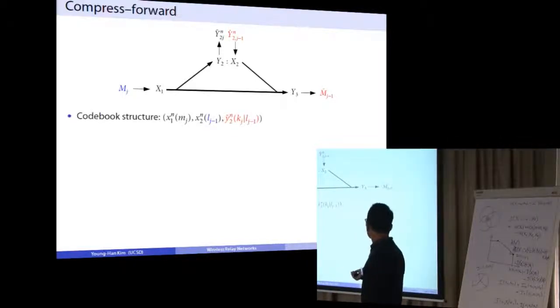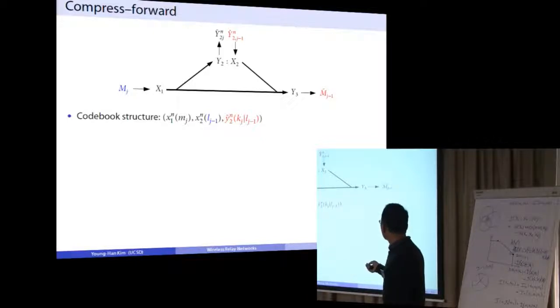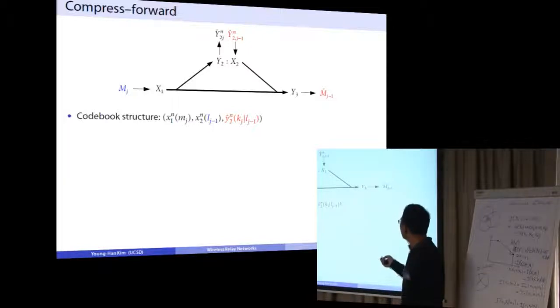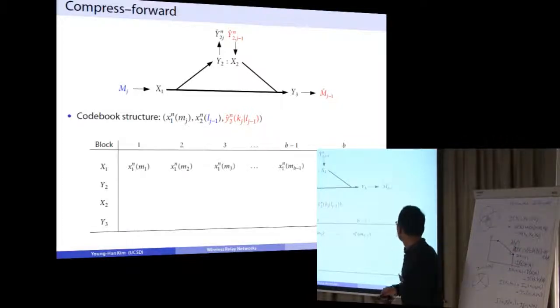So here the codebook is just X1 carrying the message at each block, and X2 carrying the quantization index of the received output, and Y2 hat is the codebook to be used for quantization of the Y2 signal. So here is how it works. The encoding is fairly easy.